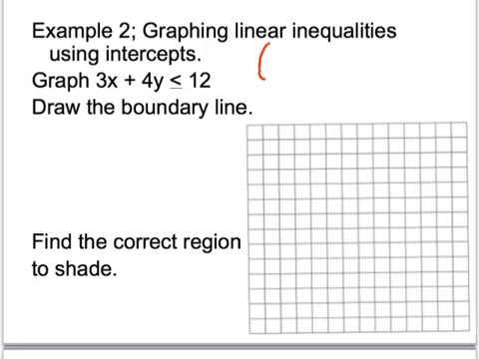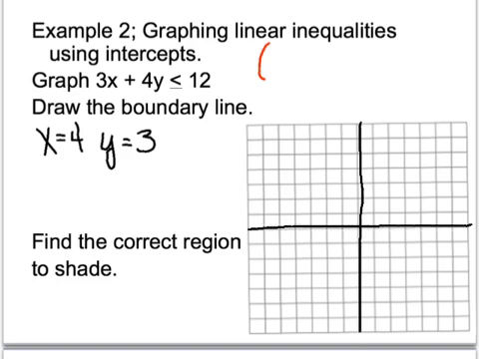So we found the x and the y-intercept, where x equals 4 and y equals 3. We're going to go ahead and graph those. X equals 1, 2, 3, 4. Y equals 1, 2, 3. It's less than or equal to, so I want a solid line.